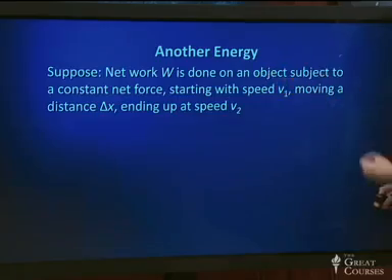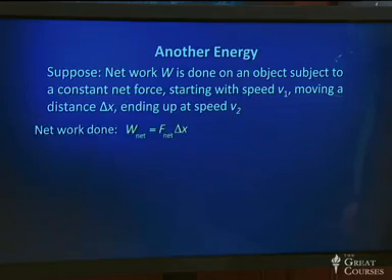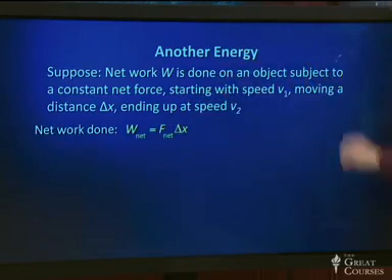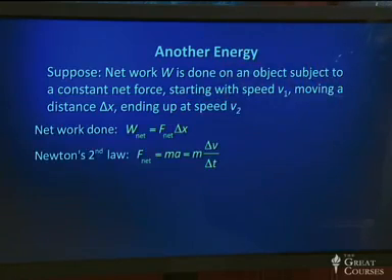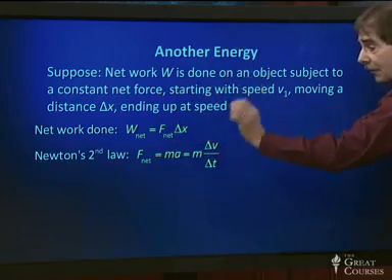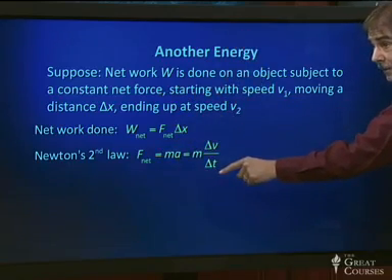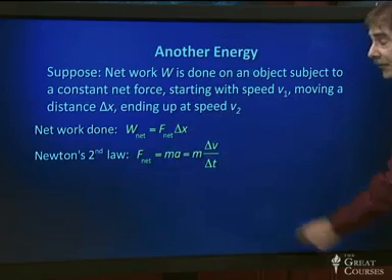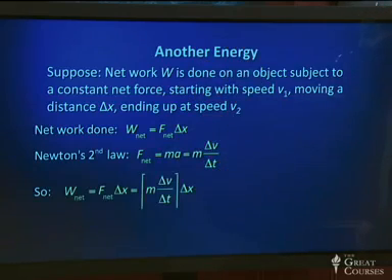And in the process, some work has been done, and the net amount of work, that is the work done by the net force acting on the object, is w. So the net work done, w, is the net force times how far I moved the object. But I know Newton's second law. Newton's second law says the net force is the mass times the acceleration. Well, that's the mass times the rate of change of velocity, delta v divided by delta t.